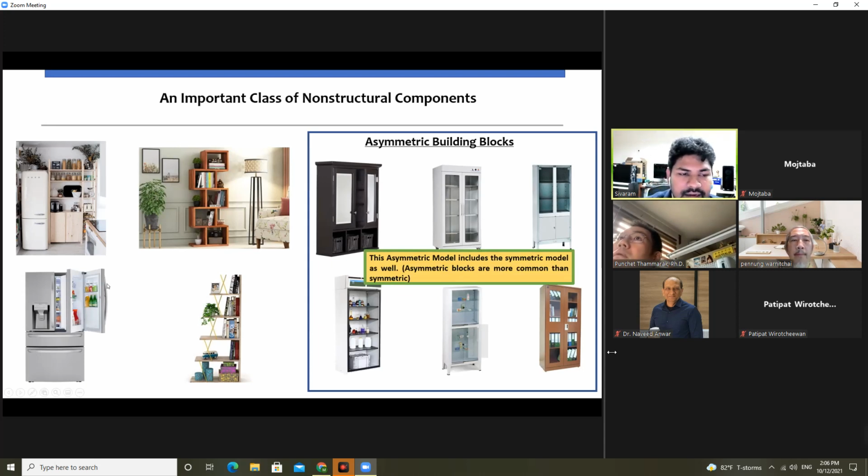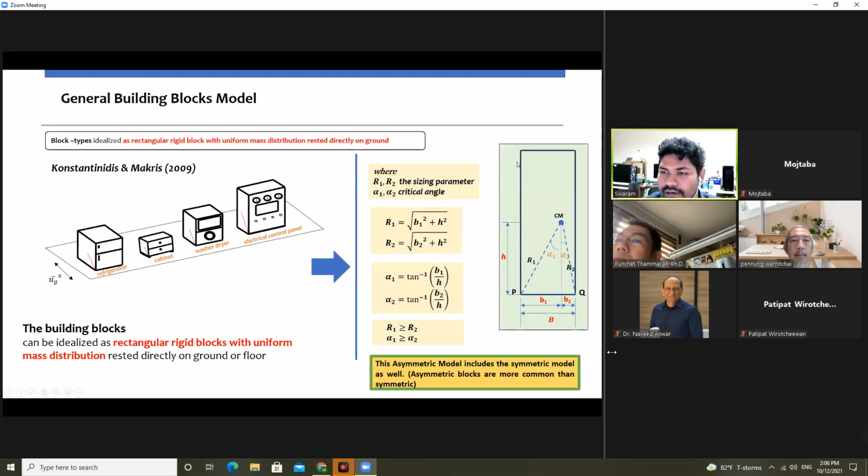And we can idealize the model as a rectangular element. As we can see, I idealize it as an asymmetric one. Here, R is the sizing parameter, the distance between the center of mass and the corner. There are two main parameters: the sizing parameter and the critical angle alpha. For this asymmetric block, there are two critical angles and two sizing parameters. The critical angle is the maximum angle it can rotate up to overturning, for this rotation, and likewise for this side rotation.